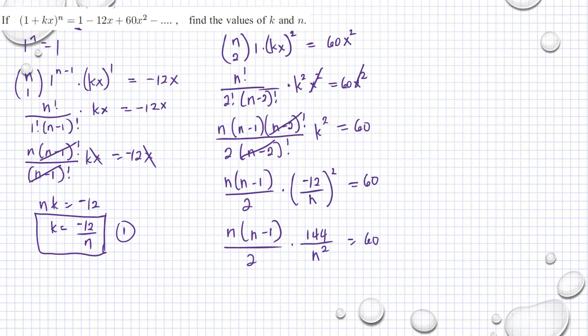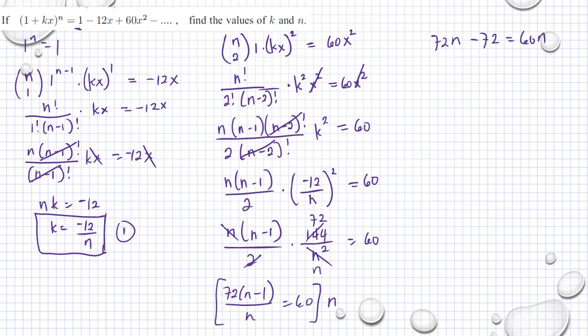And if we divide now this one and this one, we have only n here. And this one will be 72. So we have 72 multiplied by (n minus 1) divided by n is equal to 60. So if we multiply both sides of the equation by n, then we have 72n minus 72 is equal to 60n. This will become 1.